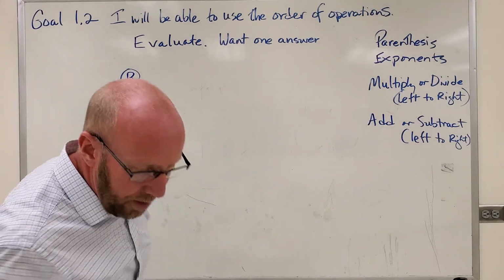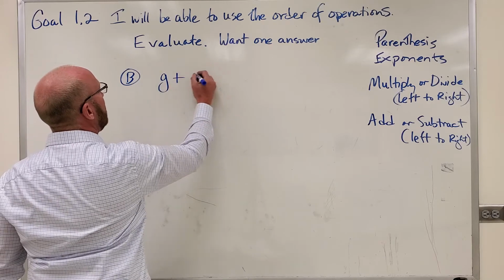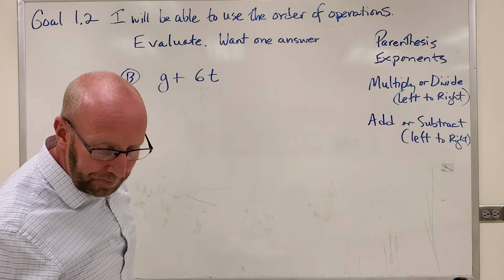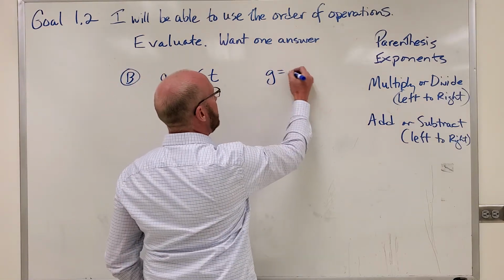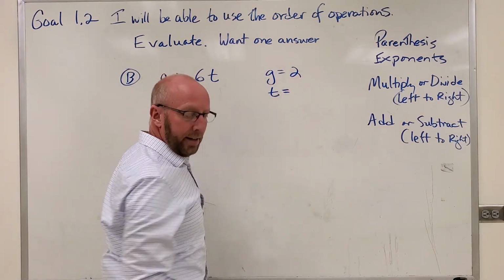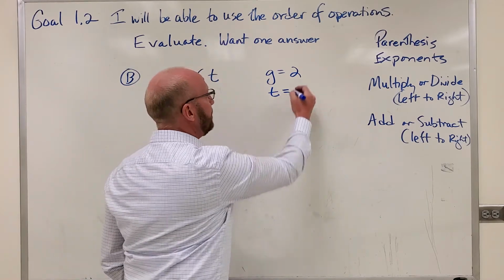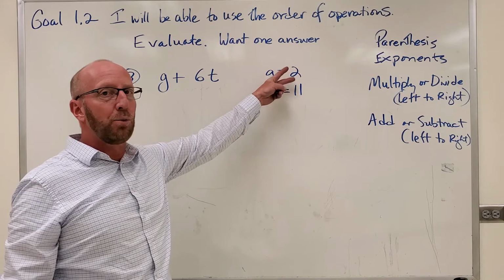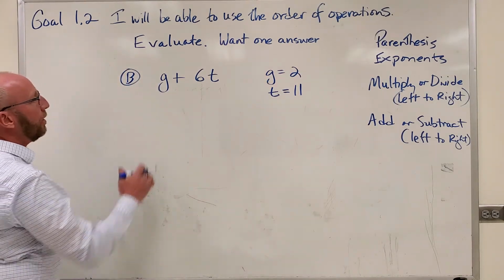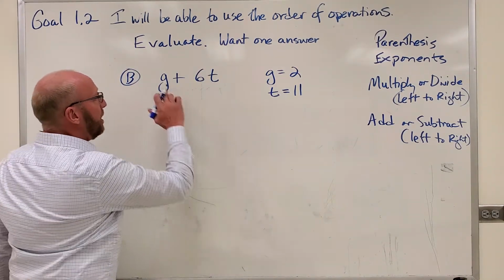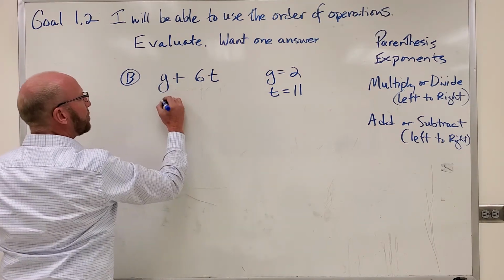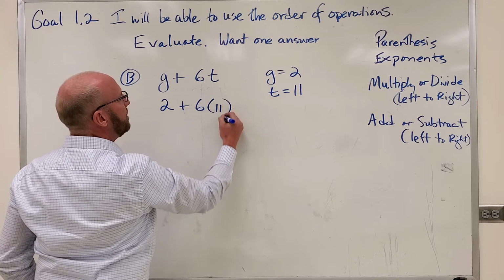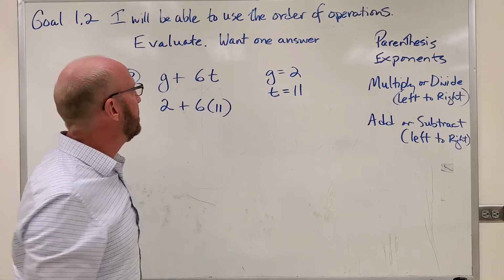Letter B, it is g plus 6t. G is equal to the value 2, and t is equal to the value 11. I will always tell you what g and t or x and y are equal to if I'm asking you to evaluate. So in place of the letter G, I put a 2. I'm going to rewrite this as 2 plus 6 times 11. T is equal to 11.